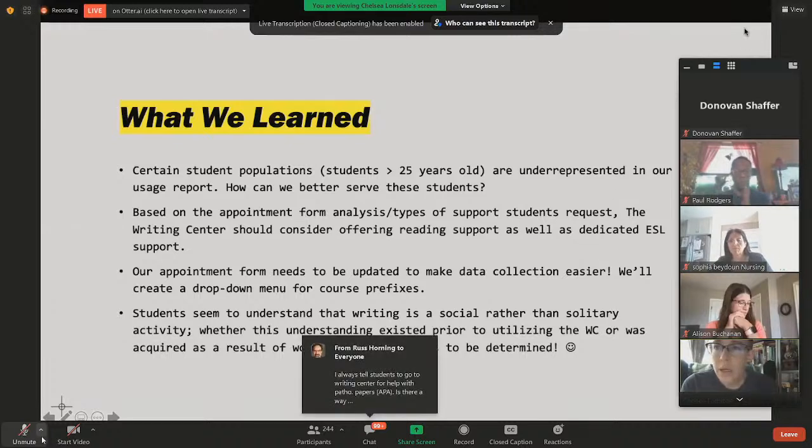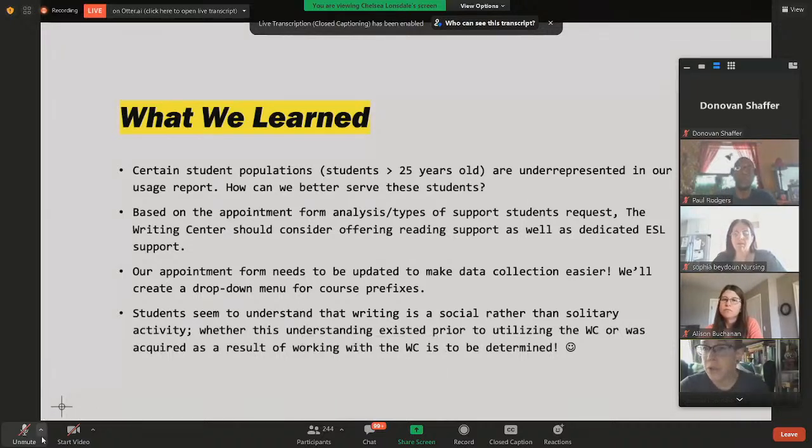So what we learned from this assessment project is that certain student populations are underrepresented in our usage. So older students, we don't see as many older students. How can we better serve these students? How do we reach these students, especially with Michigan Reconnect and Futures for Frontliners? We're expecting to see more and more older students at Henry Ford. I mentioned this already. Based on the appointment form analysis, we should probably bring in some reading support as well as dedicated English language support.